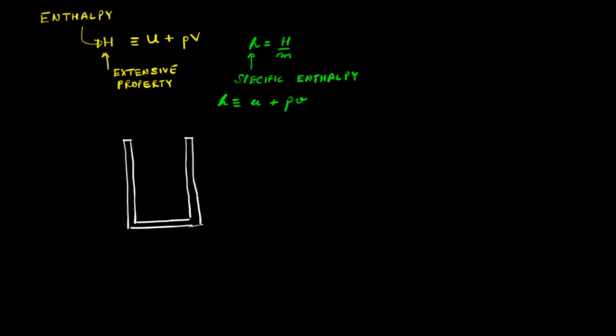So here we have the cylinder which is fitted with this piston, and we have gas in this piston cylinder arrangement. And let's say we'll also put some mass on this piston. So this is a control mass, and let's say that it undergoes a quasi-equilibrium constant pressure process.